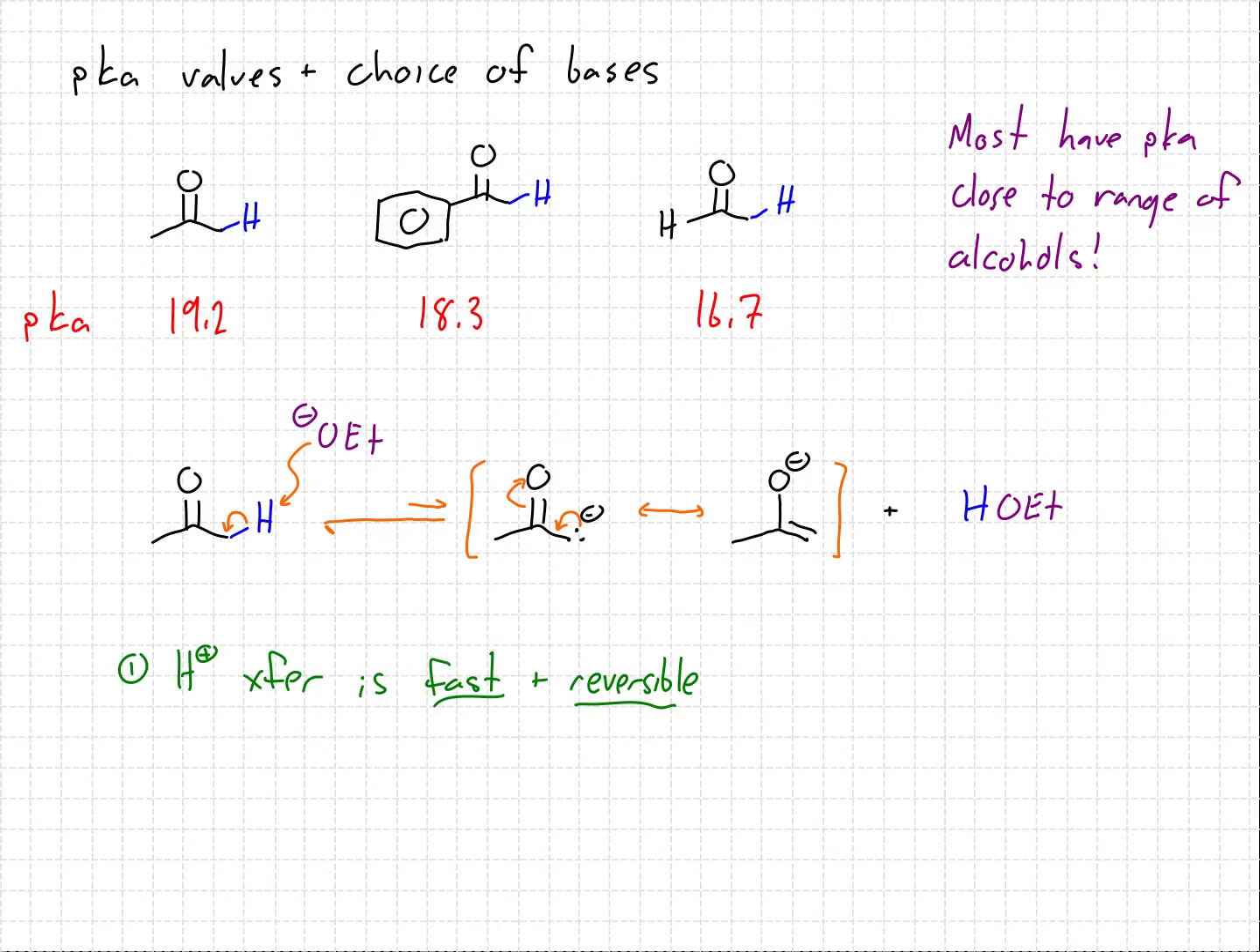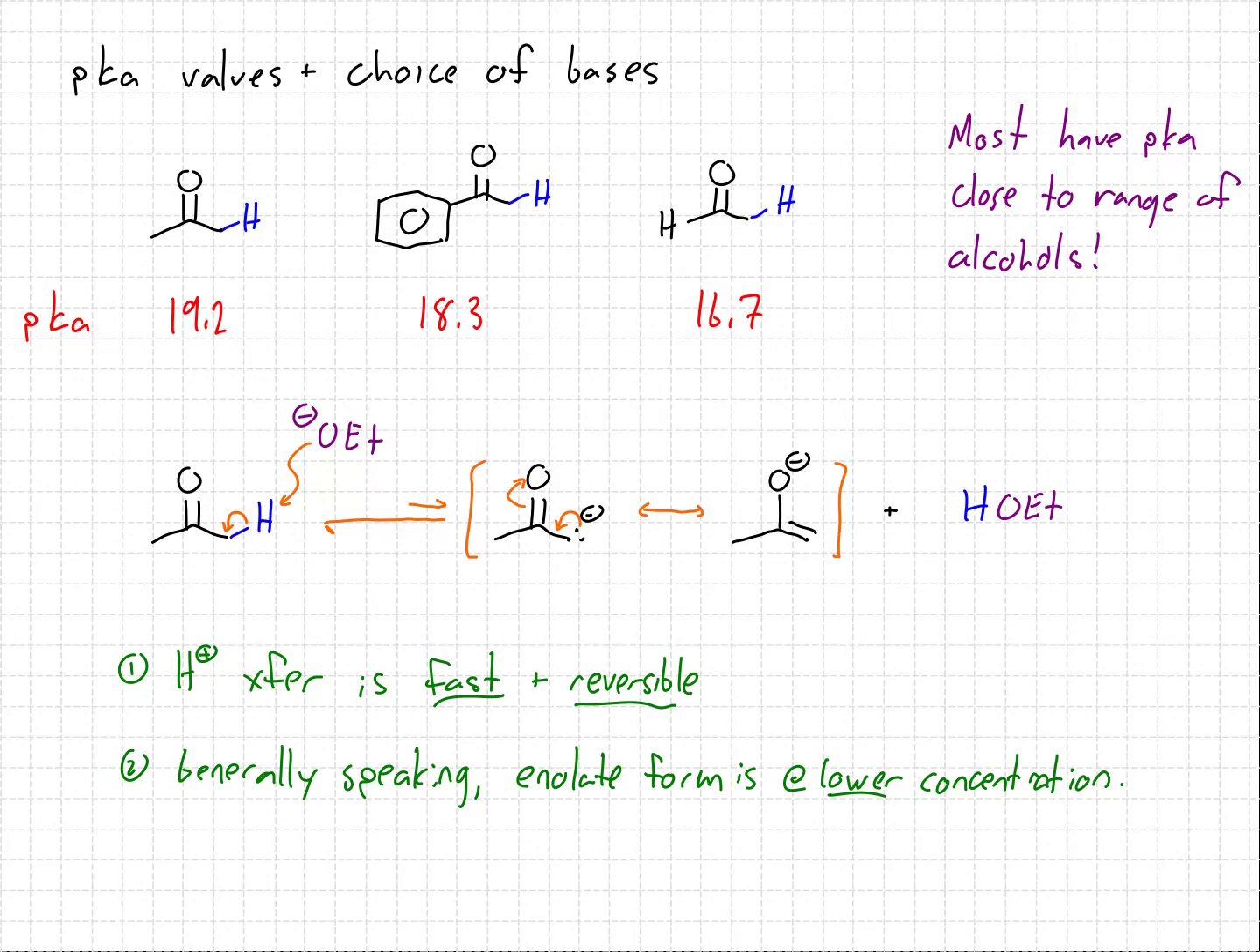There are a few things to remember about this, which is that proton transfer is fast and reversible. Generally speaking, the enolate form is going to be present at a lower concentration, although this does depend some on the relative pKa values of the bases that we're going to use. In this case, if we use an alkoxide, ethanol has a pKa very close to 16 to 17, which means that at equilibrium we will favor the protonated form of the carbonyl compound rather than the enolate.